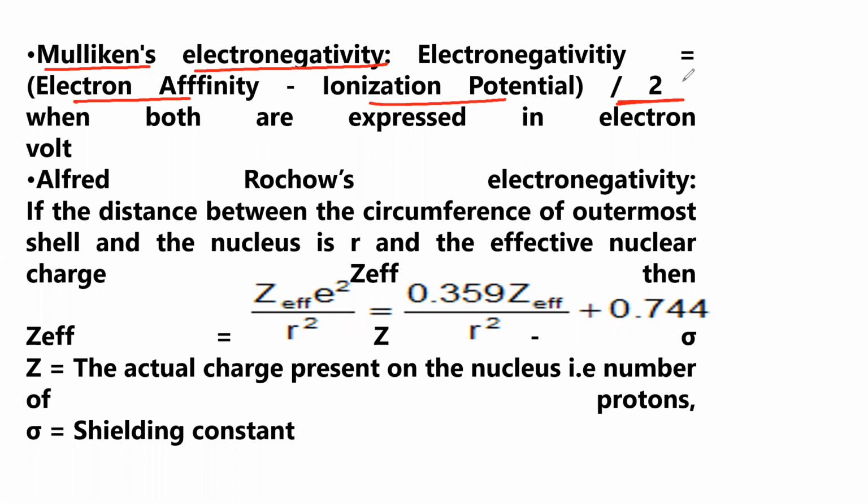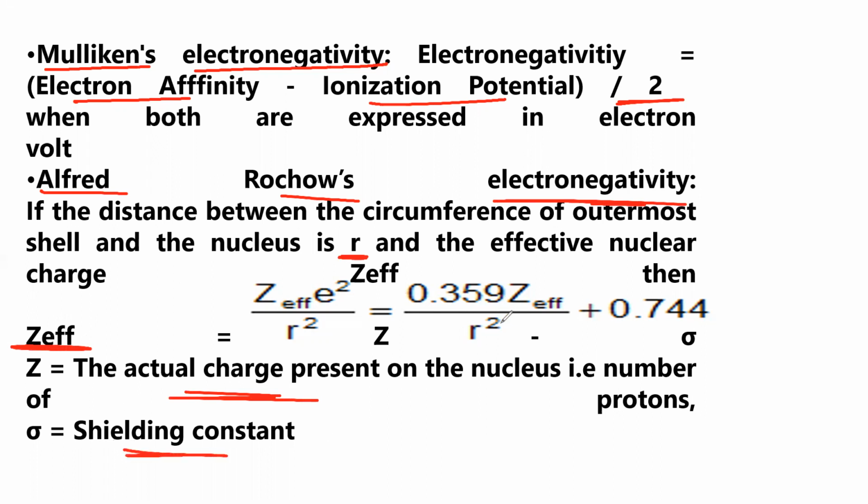The next scale is Allred-Rochow's electronegativity. If the distance between the circumference of the outermost shell and the nucleus is r and the effective nuclear charge is Z effective, then electronegativity is equal to 0.359 Z effective by r square plus 0.744. These are constant values, where Z is the actual charge present on the nucleus, that is the number of protons, and sigma is called the shielding effect.